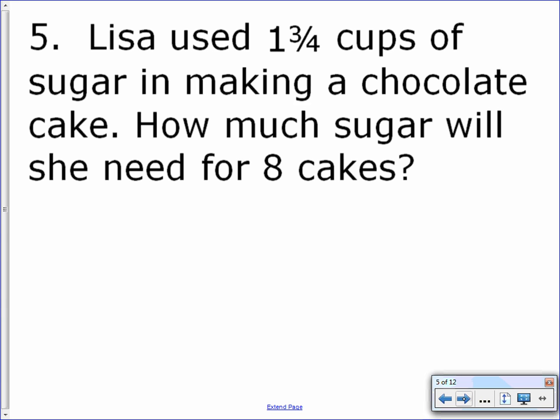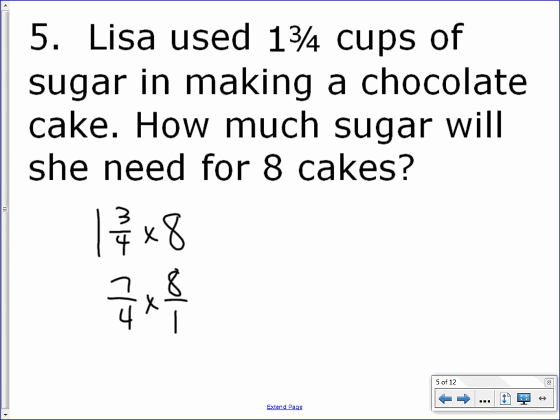Lisa used 1 3/4 cups of sugar in making a chocolate cake. How much sugar will she need for 8 cakes? This is multiplication. 1 3/4 times 8. I'm going to change my 1 3/4 to an improper fraction. 4 times 1 is 4 plus 3 is 7.